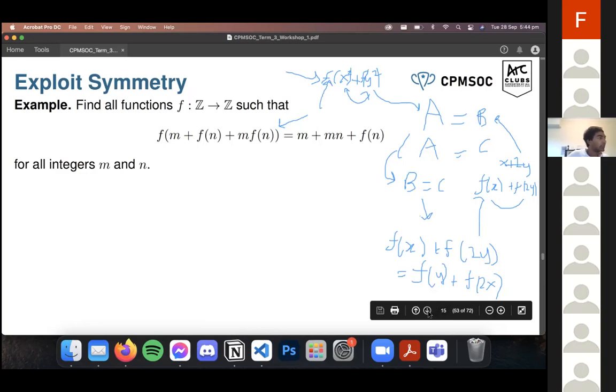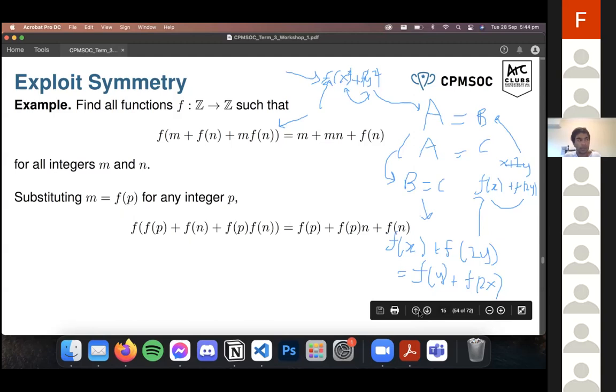Let's have a look at this example here. Find all functions from integers to integers such that f of n plus m f of n is equal to m plus mn plus f of n. So right now we don't really have any symmetry just in this original equation. When you swap m and n, both sides change. So currently both sides are asymmetric. But the trick here is we can make the left-hand side of the equation symmetric.